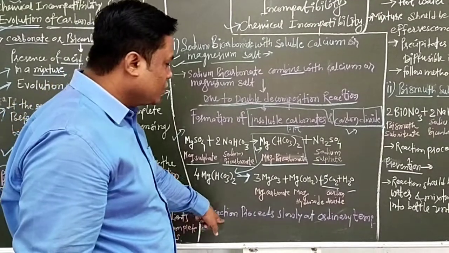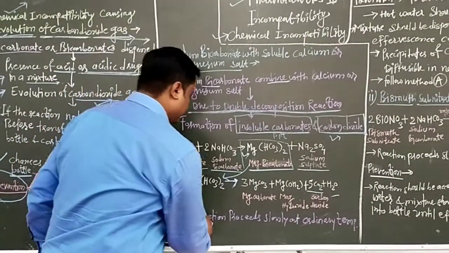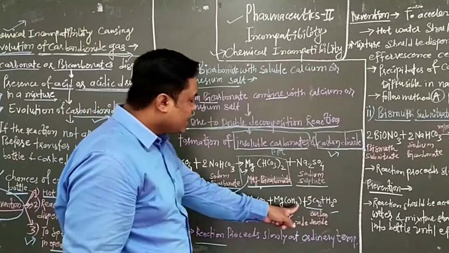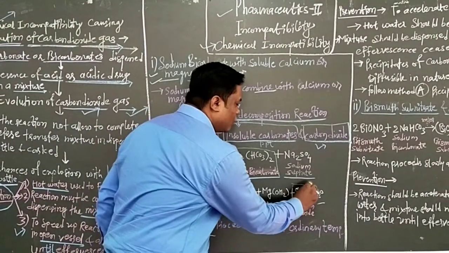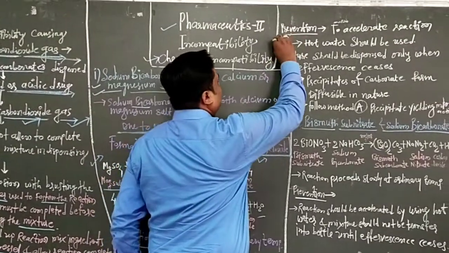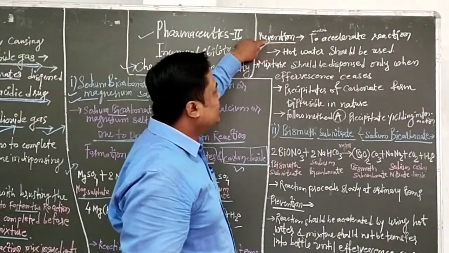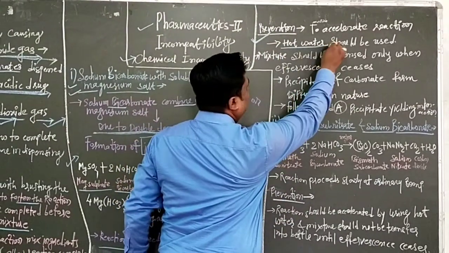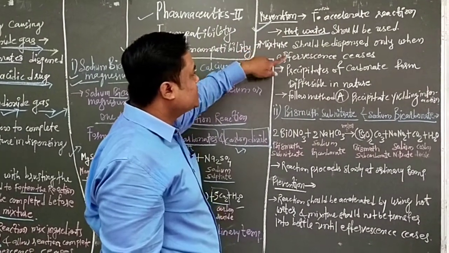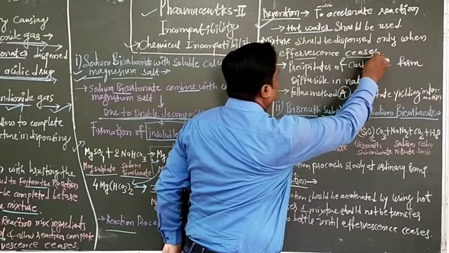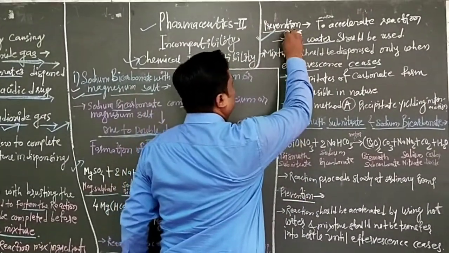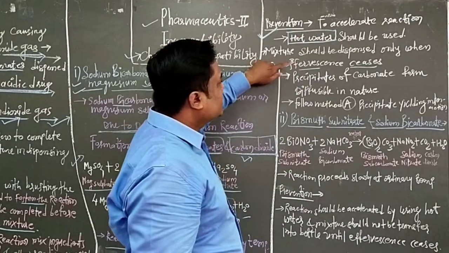When the reaction proceeds slowly at ordinary temperature, there is a problem: first, the formation of the insoluble precipitates, which creates a problem, and second, the liberation of CO2 gas in the reaction. These two causes create problems in the reaction mixture. Then what is the prevention method? Therefore, to accelerate the reaction, the first prevention is that hot water should be used in the mixture. Then the mixture should be dispensed only when the effervescence ceases. Okay? First, we have to accelerate, means increase the rate of reaction, by adding hot water to the mixture. Then this mixture should be dispensed only when effervescence ceases.